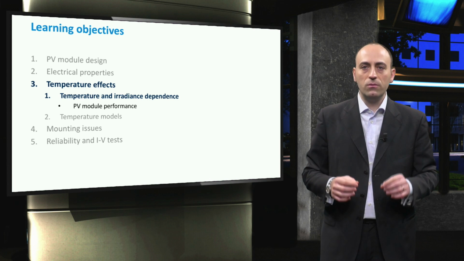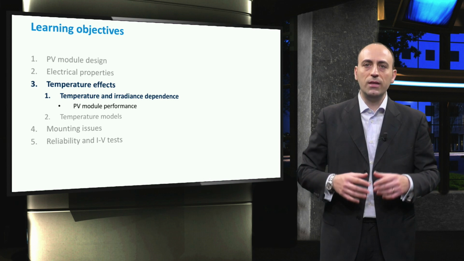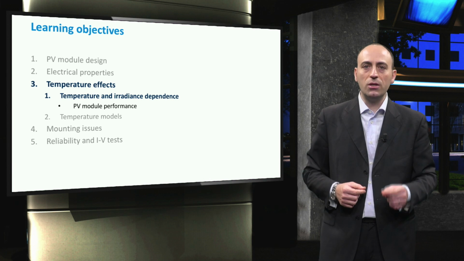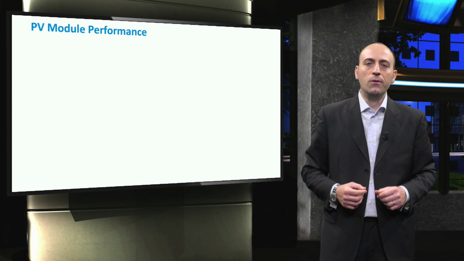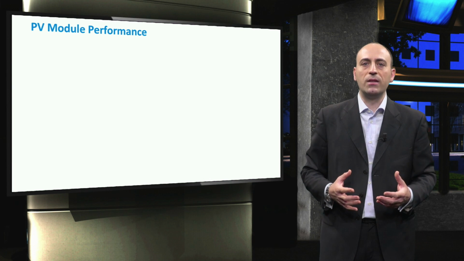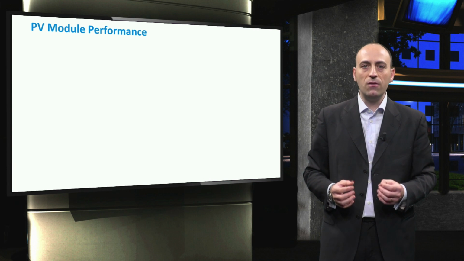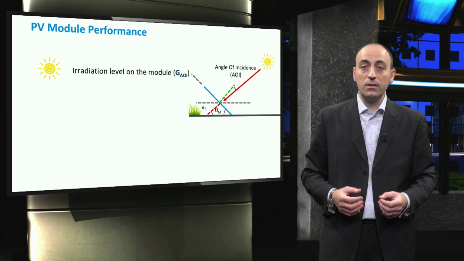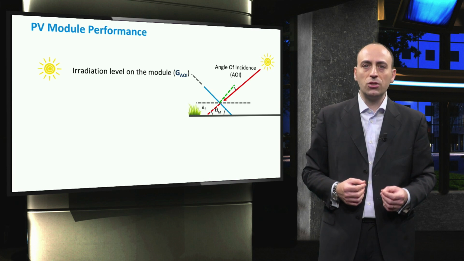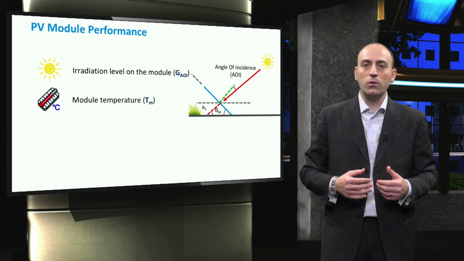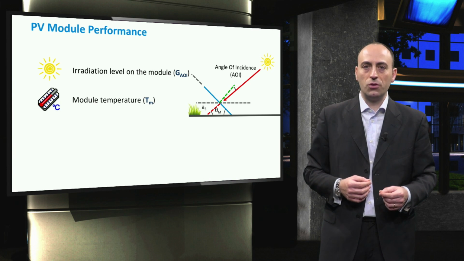In this video, specifically, you will learn about the electrical parameters of a photovoltaic module as a function of the temperature and of the irradiance. In order to calculate the module performance, it is essential to estimate the effect of the irradiance and the module temperature. You have learned to calculate the irradiance incidence on a module as a function of the angle of incidence. In the next video, you will learn about three models to simulate the influence of temperature.